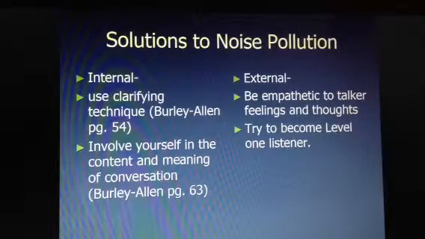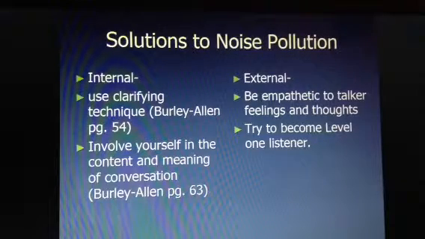Solutions to noise pollution. With internal, I would say use the clarifying technique, which means basically ask questions. Make sure you understand what is being said before the conversation continues. Involve yourself in the content and meaning of the conversation, which means get involved in what the person is saying. Have things to say. Be able to listen to what they're saying so you can get the actual meaning of what is being said.